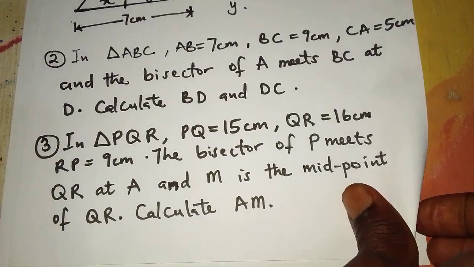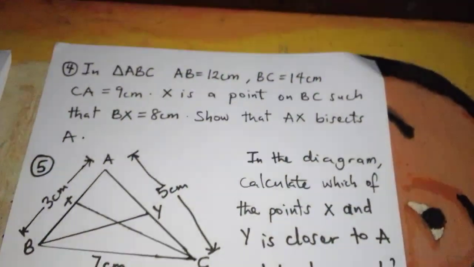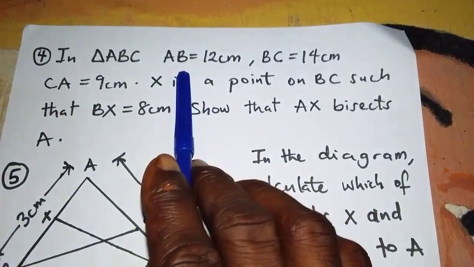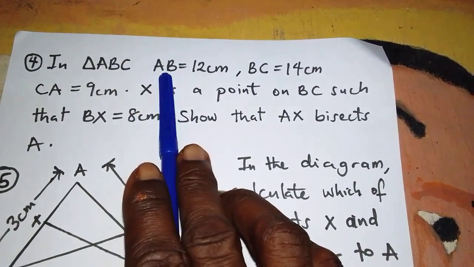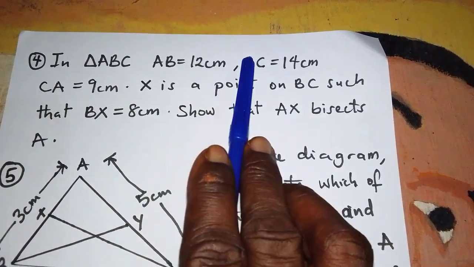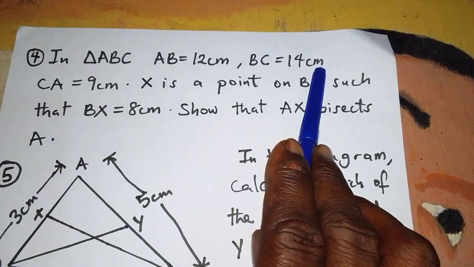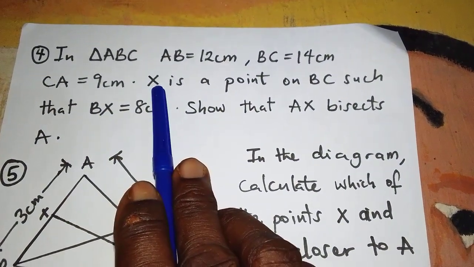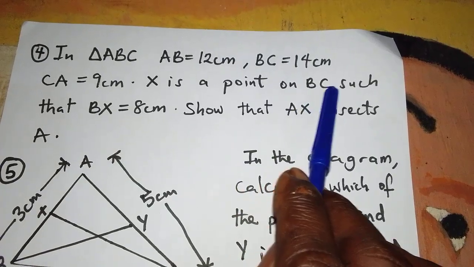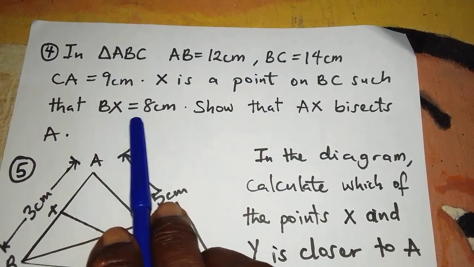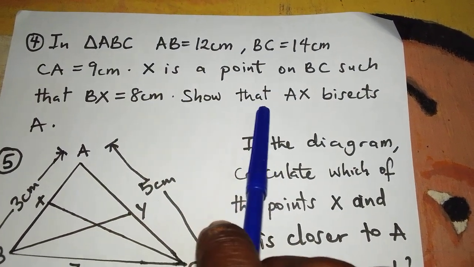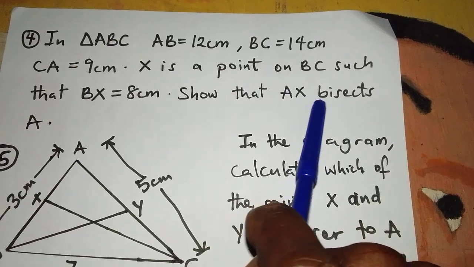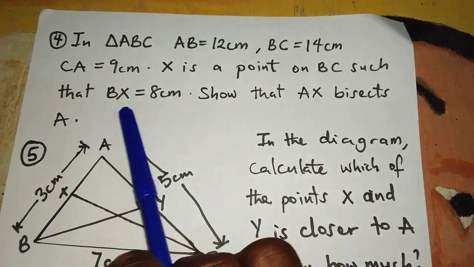Calculate AM. Number 4. In triangle ABC, AB is 12 centimeter, BC is 14 centimeter, CA is 9 centimeter. X is a point on BC such that BX is 8 cm. Show that AX bisects angle A.